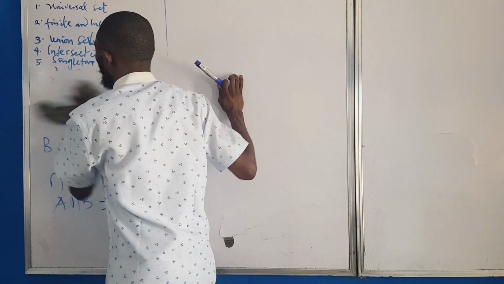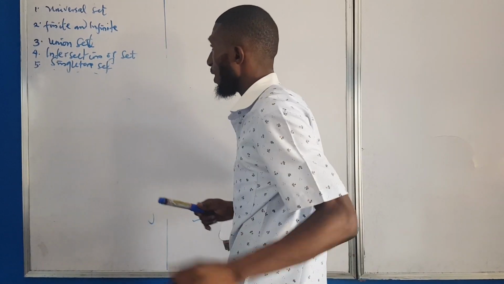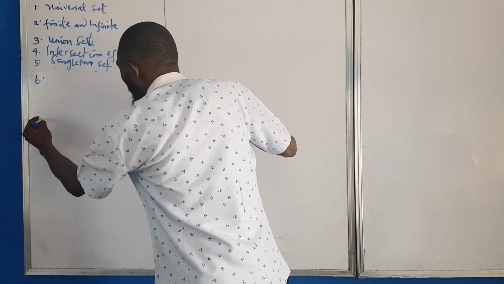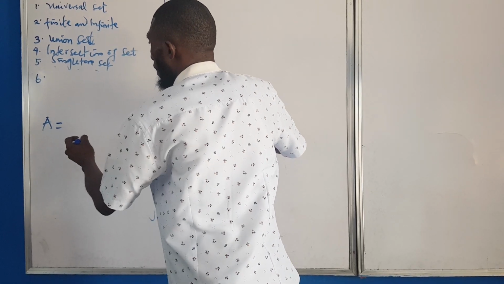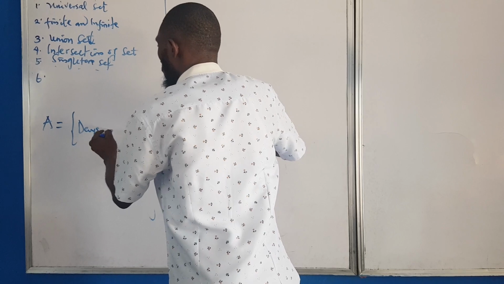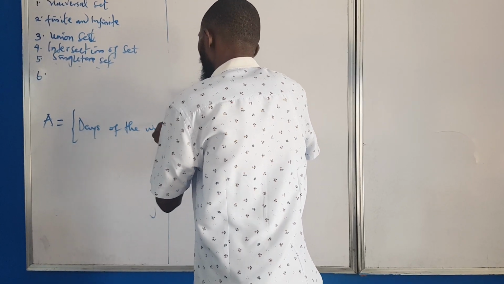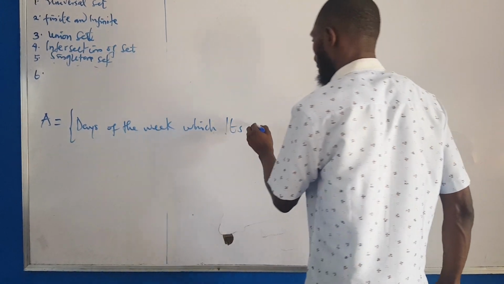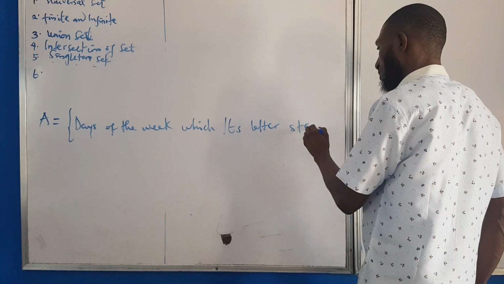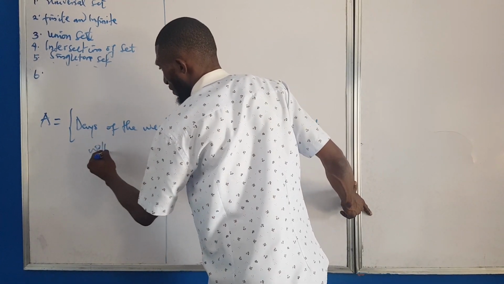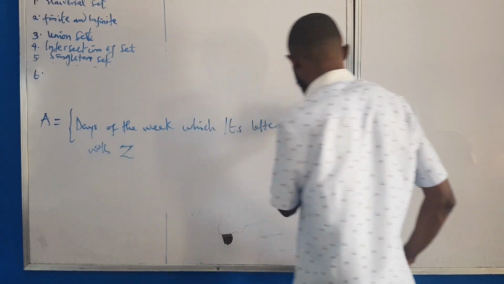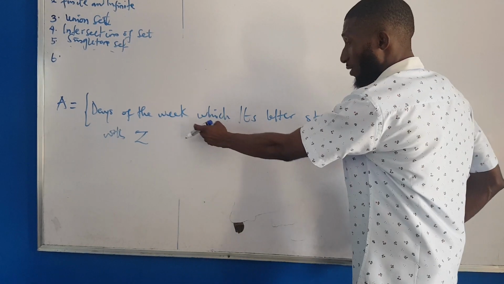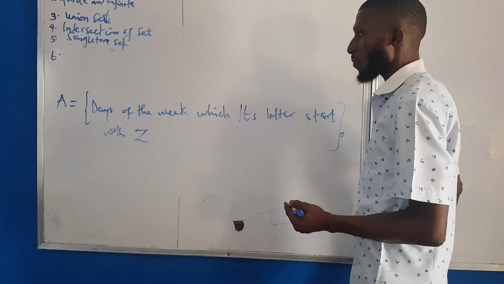Then another type of set we have is the empty set. An empty set is a set that does not contain any member. Let's say days of the week whose letter starts with Z. Do you have any days of the week that start with Z? I don't think so. So therefore, any of these forms is an empty set.